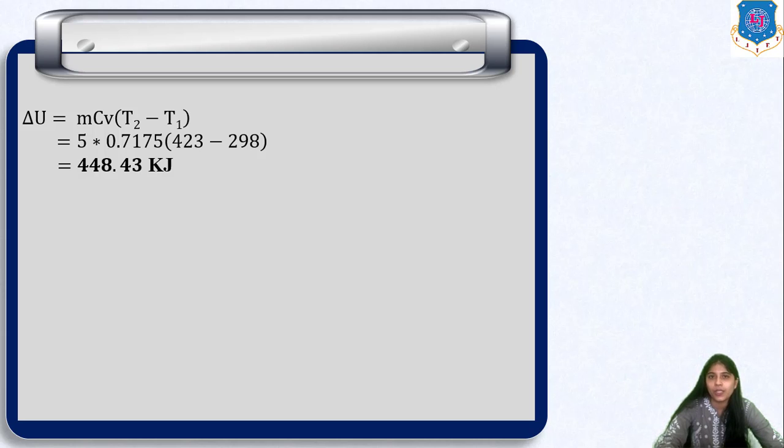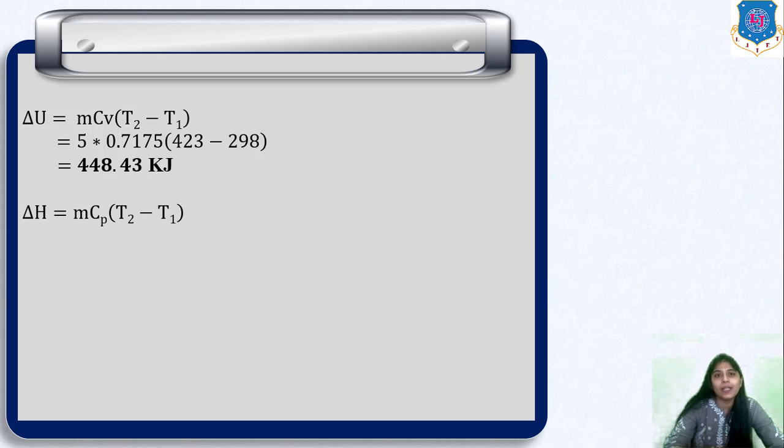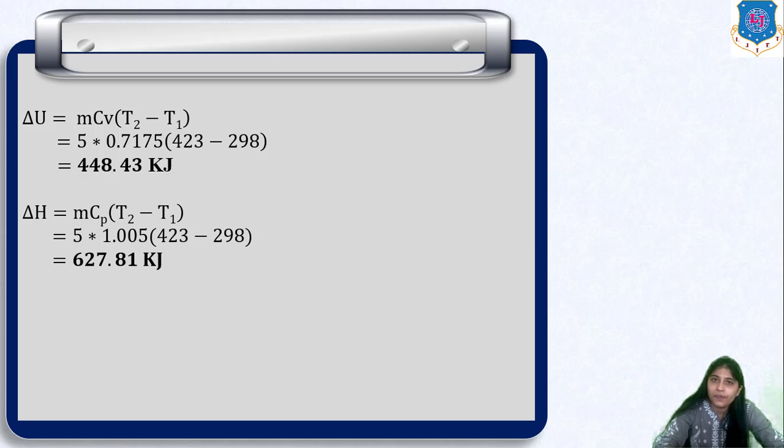So delta U, the change in internal energy, will be 448.43 kilojoule. Also, change in enthalpy involves mCp (T2 minus T1). All the other thermodynamic quantities remain the same except Cp. The value of Cp is 1.005. Using this, we'll get 627.81 kilojoule as the change in enthalpy.